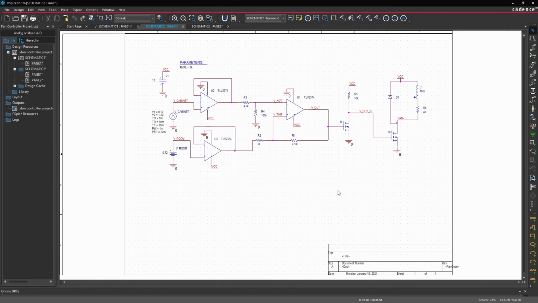This is my final circuit, including the buffers that I removed at the beginning. In my next video, I'll be building this portion of the circuit on a breadboard to show how it works.